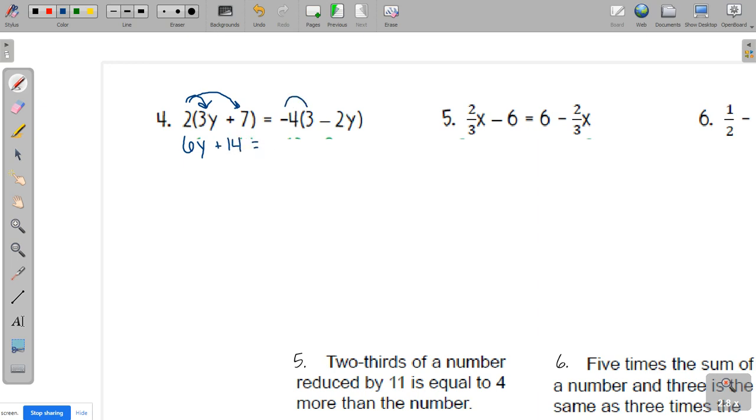We have to distribute the negative 4 in. So negative 4 times 3 is negative 12. Negative 4 times negative 2y gives us a positive 8y. Combine our like terms. So let's move the negative 6 to the other side.